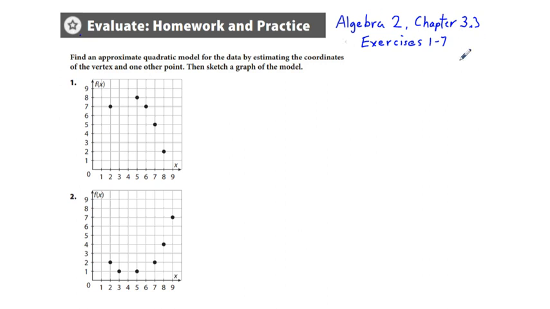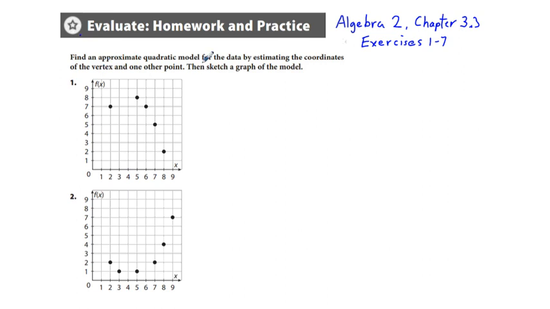Algebra 2, Chapter 3.3, Exercise 1 through 7. This is the section where we fit data, doing some quadratic function modeling. I'm going to do the odd number problems here, and not all of number 7, but 1, 3, 5, and then part of number 7.